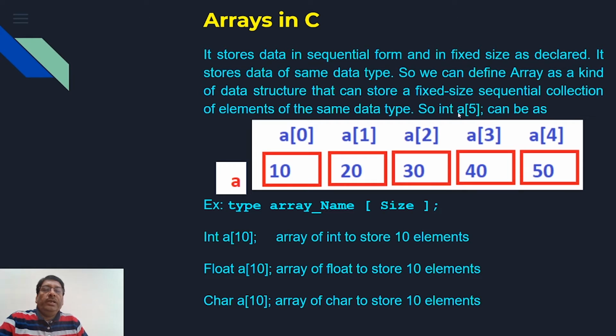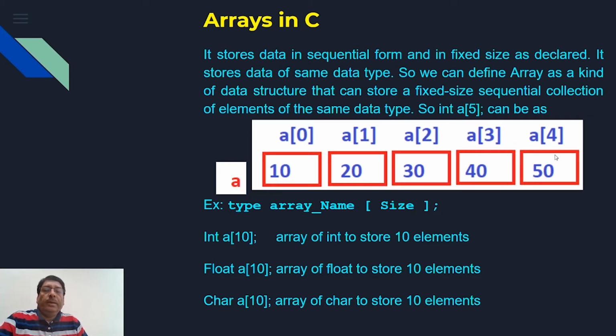When you say integer a of 5, it means you have reserved 5 memory locations in order to store data of type integer. For these 5 locations, the name given will be a, which is what you call the array name, and in each of these locations you can store data which belongs to the integer data type. Each of these locations can be referred to as a of 0 for the first location. So you say a of 0 for the first, a of 1 is the second, a of 2 is the third, a of 3 is the fourth, and a of 4 is the fifth location, and so on.